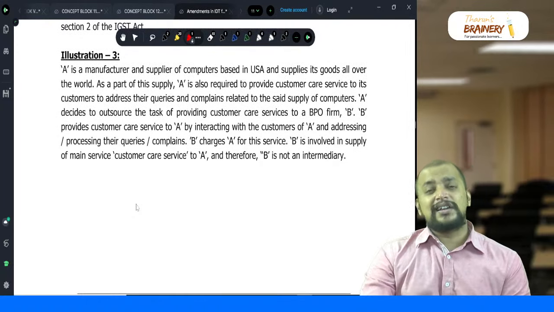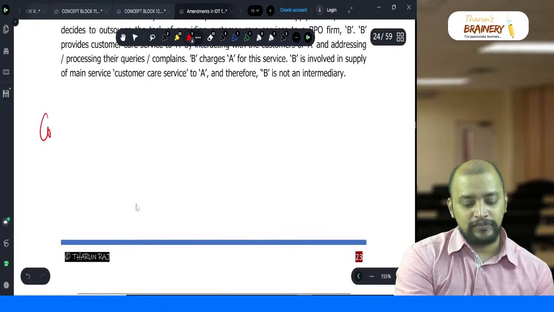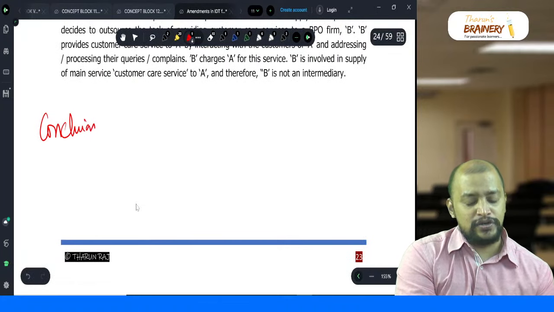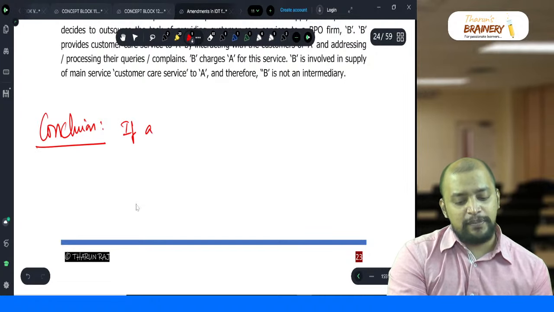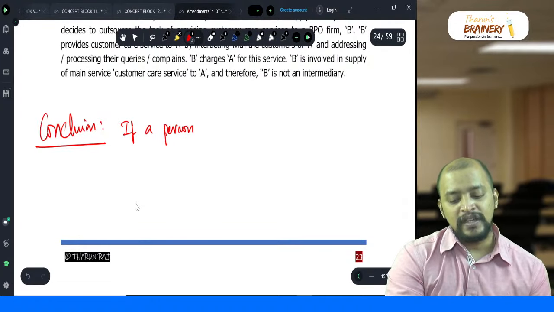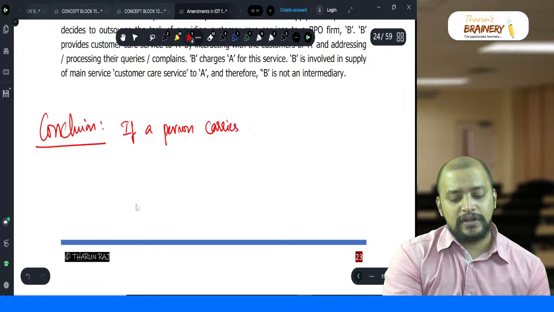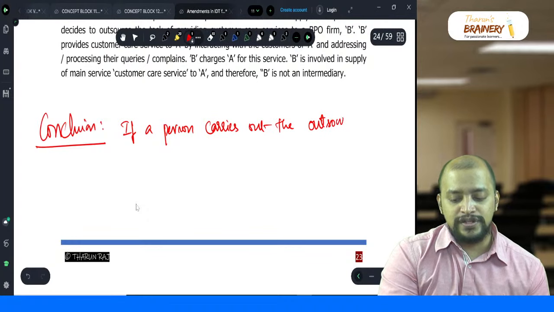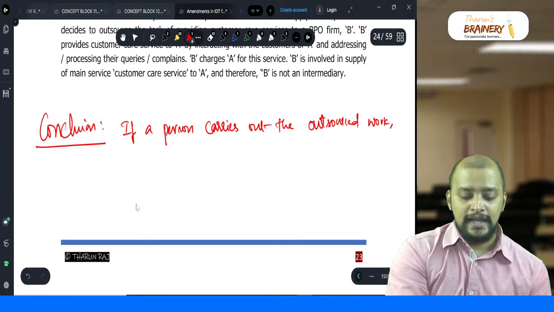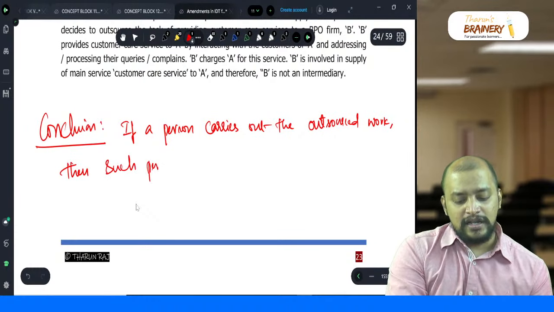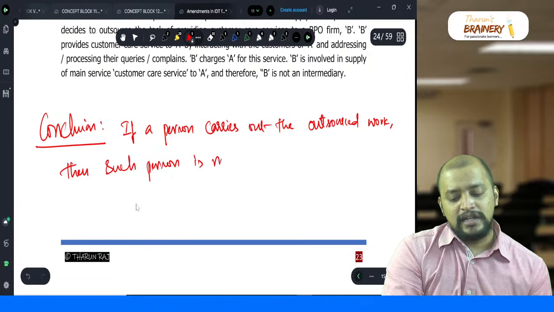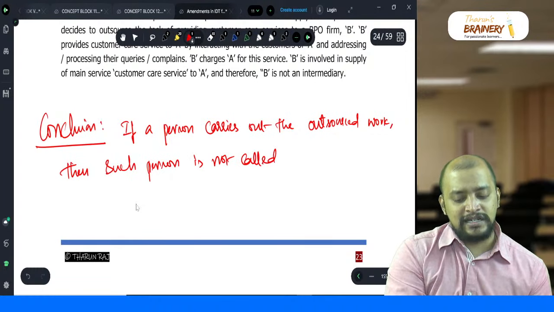So now, what is the conclusion we can draw from this? If a person carries out the outsourced work, then such a person is not called an intermediary.